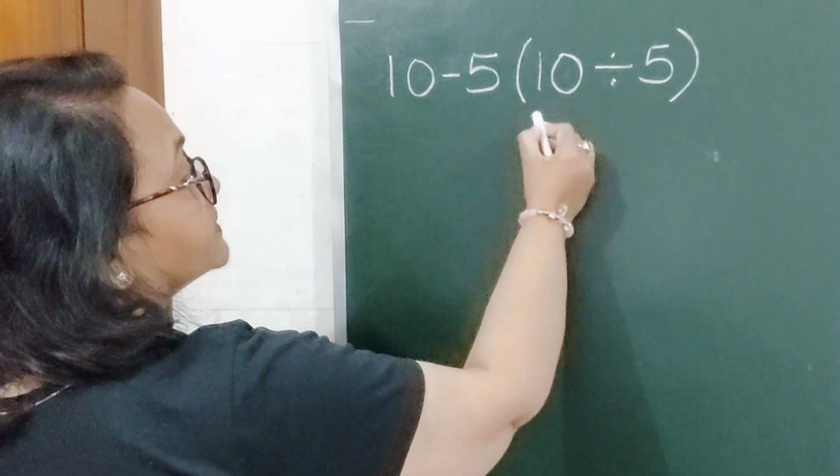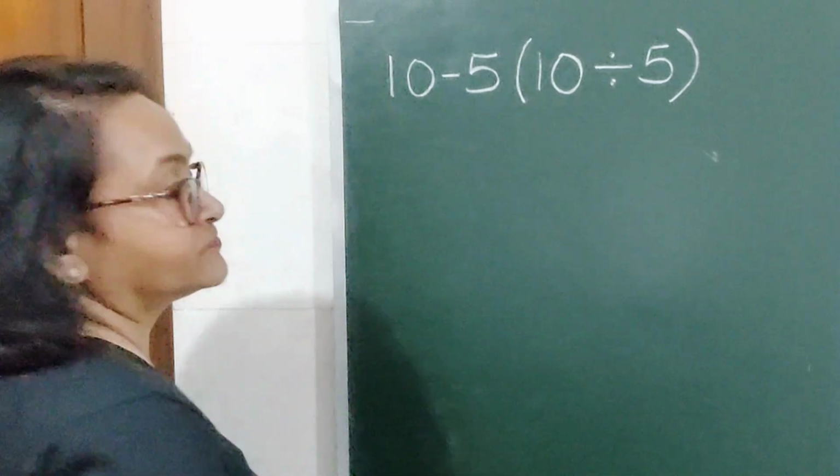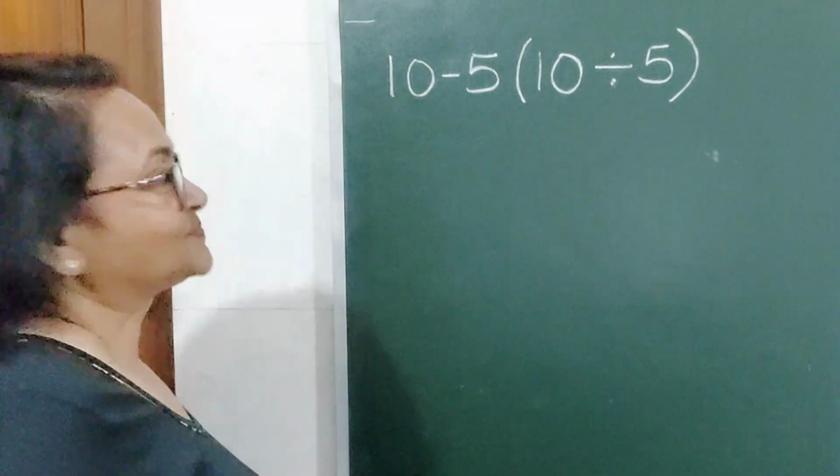10 minus 5, then in bracket 10 divided by 5. And the answer is not 10.